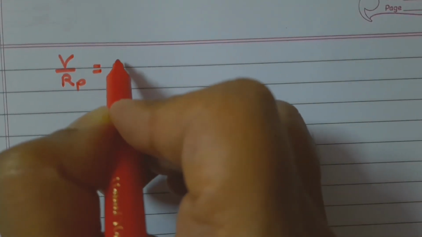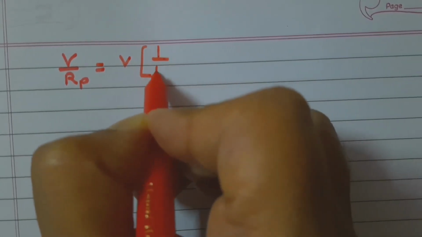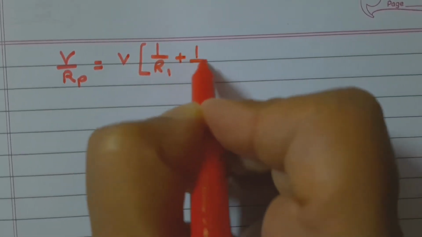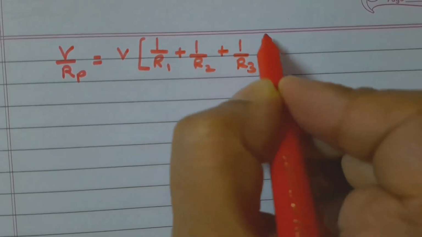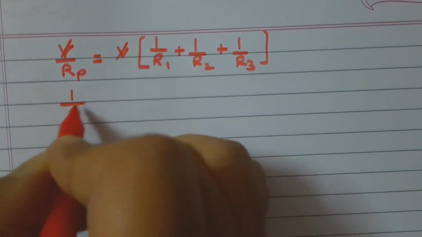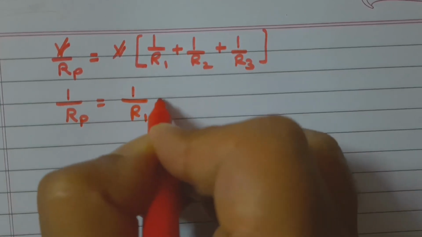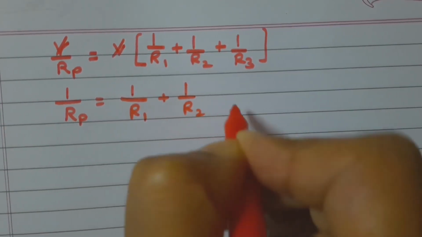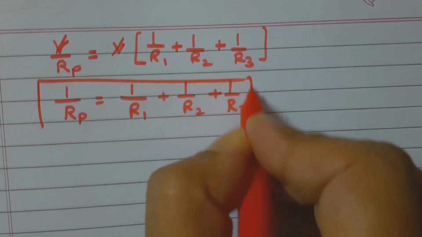V upon Rp can be written as V common times 1 upon R1 plus 1 upon R2 plus 1 upon R3. V will cancel out and 1 upon Rp equals 1 upon R1 plus 1 upon R2 plus 1 upon R3.